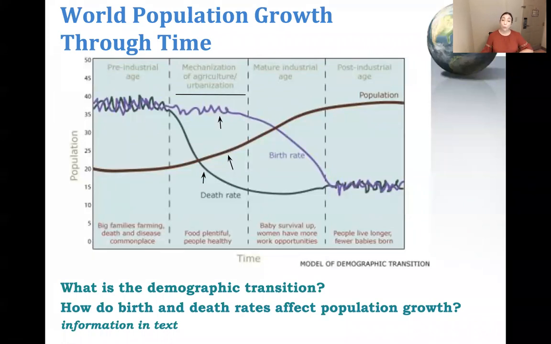Okay, so what that tells you is in societies across the world, as agriculture became mechanized, the death rate went down, birth rate stayed the same, and the population grew. But why is that? Why, just because we started using machines for agriculture, why did that decrease death rate? Well, your book goes into this quite a bit.